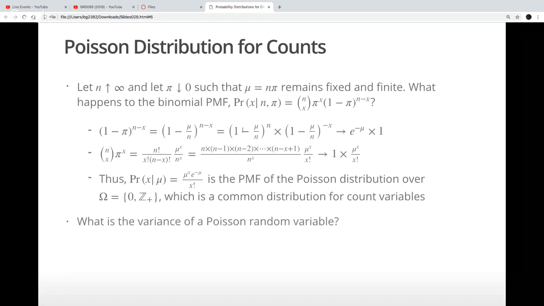Okay. So what is the variance of a Poisson random variable?